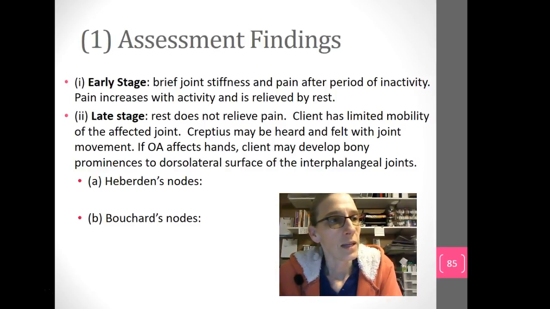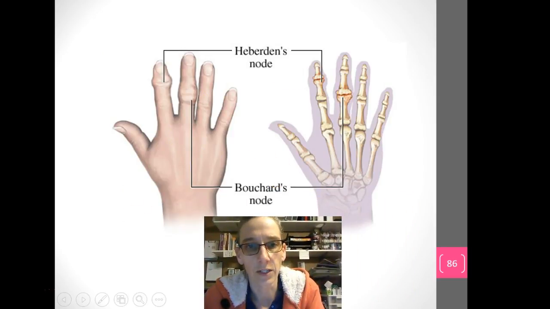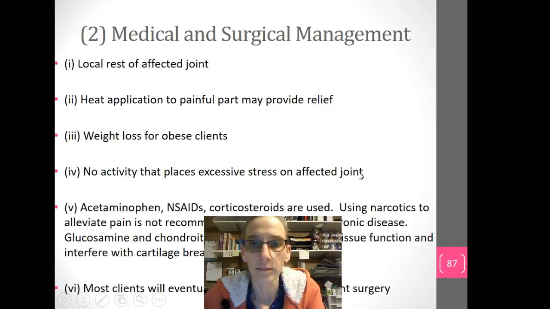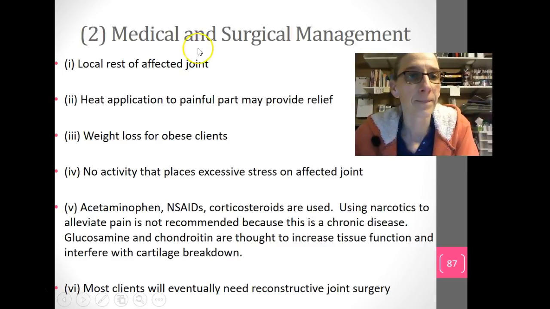Heberden's nodes are bony enlargement of the distal interphalangeal joints, and Bouchard's are bony enlargement of the proximal interphalangeal joints. X-ray is going to show disruption of joint cartilage and bony changes. So here are your pictures, just showing you the difference. Remember, Heberden's were distal interphalangeal joints, and Bouchard's were proximal interphalangeal joints. Again, I think a chart would really help me anyway.